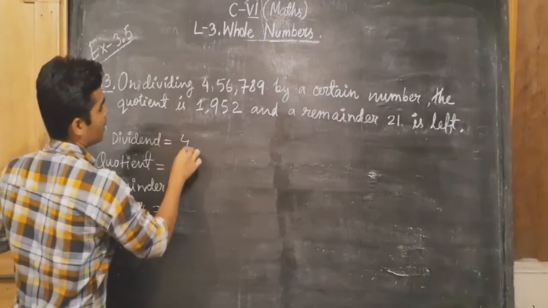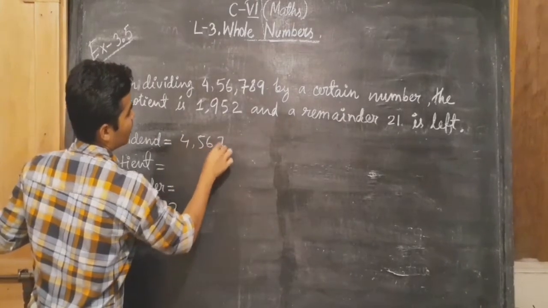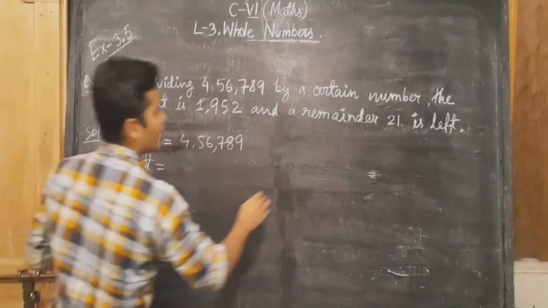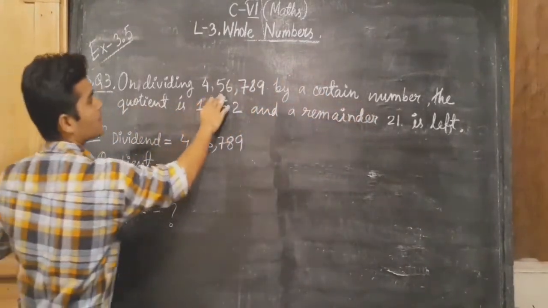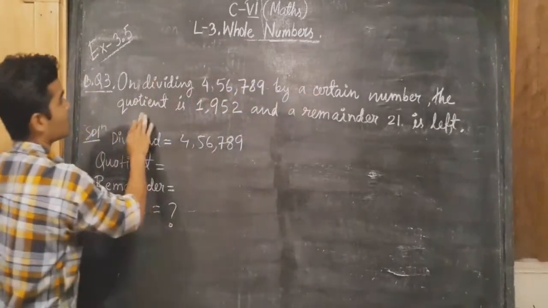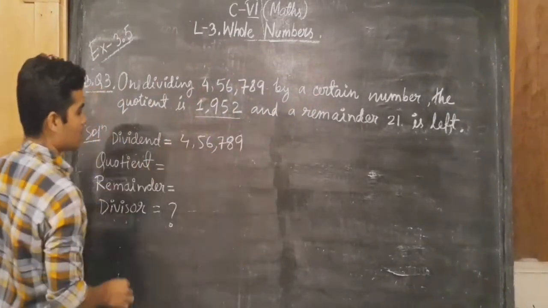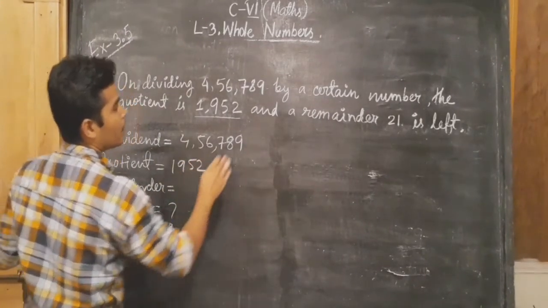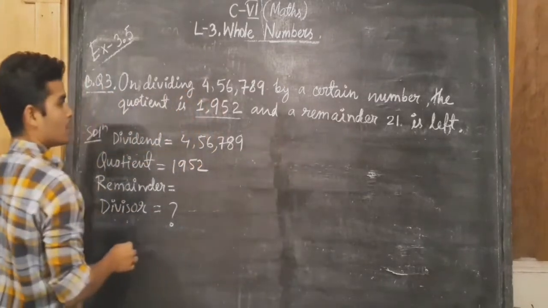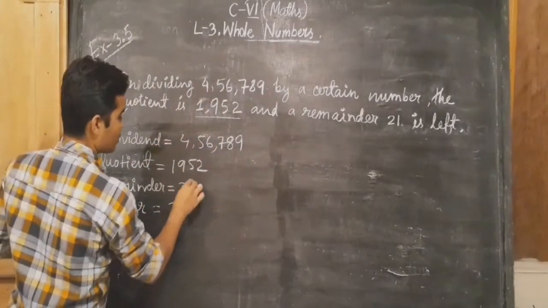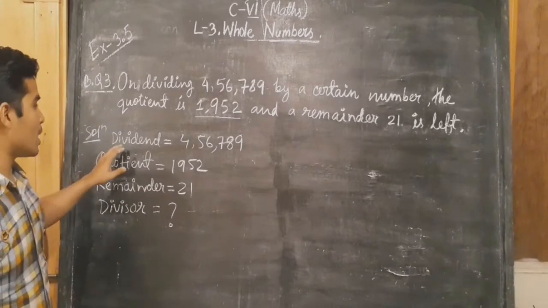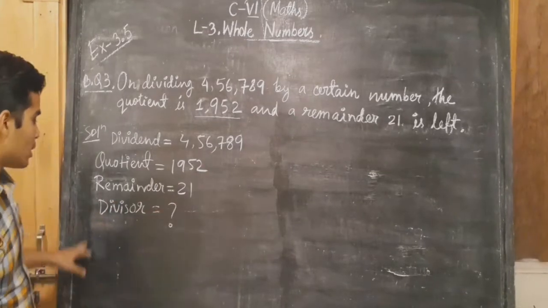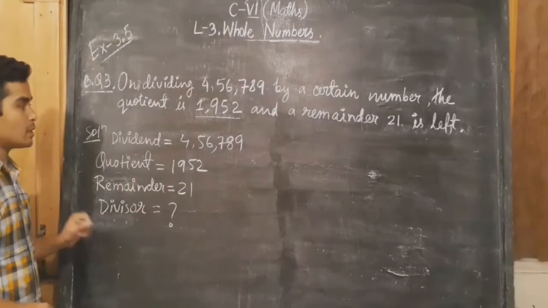And 4,56,789 is our dividend. And after that, when we divide this number by a certain number, the quotient is this one. So this is our quotient. We have quotient also 1952. And a remainder is 21. So we got a remainder also. See, now we have dividend, quotient and remainder. Then what we have to find? We have to find the divisor.